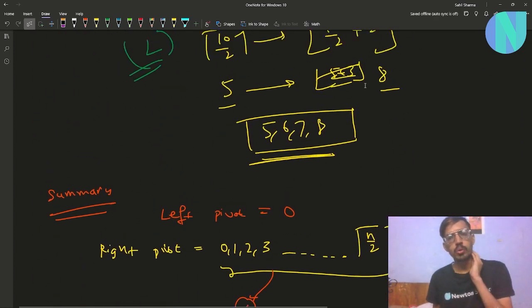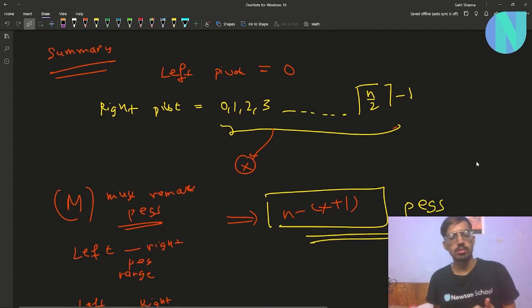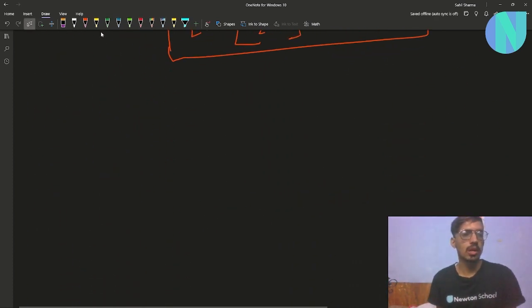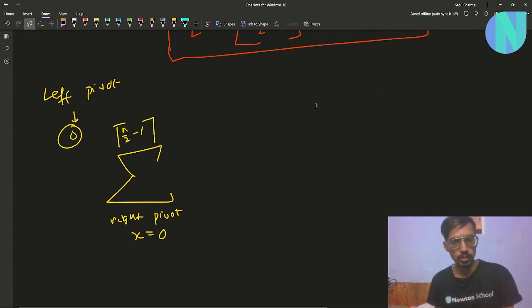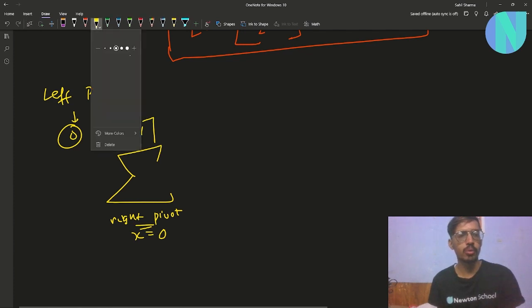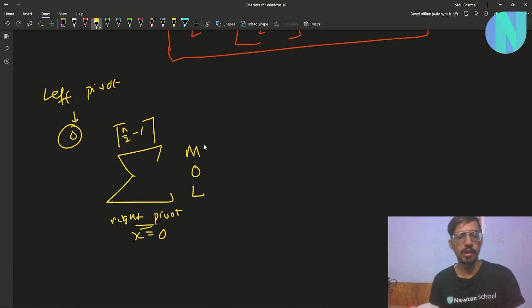So now how can we compute the values of array A using this? Let's see that, right? So now I know that my left pivot is fixed at 0. So I can iterate for all possible values of right pivot, right? So let's say my right pivot x is starting from 0 and it can go up to ceiling of n by 2 minus 1, right? So then for this right pivot, I can compute the values of m, o and l, right? M is the pegs that I must remove, o are the optional pegs, and l are the pegs that I must move on last, right?